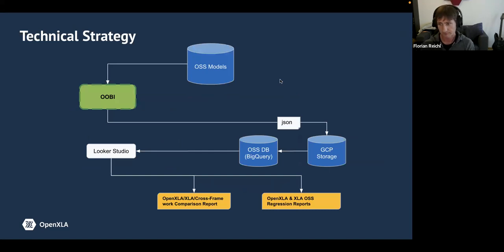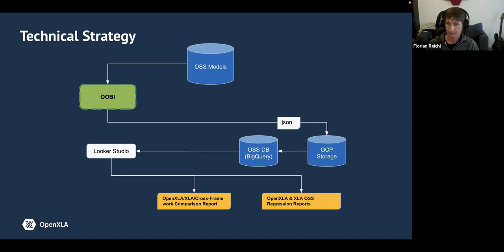So the high-level idea is we'll have a library of open source models that we're using for regular benchmarking runs. These will be executed through the UBI framework. The results of these are JSON files that land in GCP storage. The idea behind this is these files should also be accessible by the community. They can basically download them and do their own analytics if the dashboards that we are providing should not give insight into everything that they need.